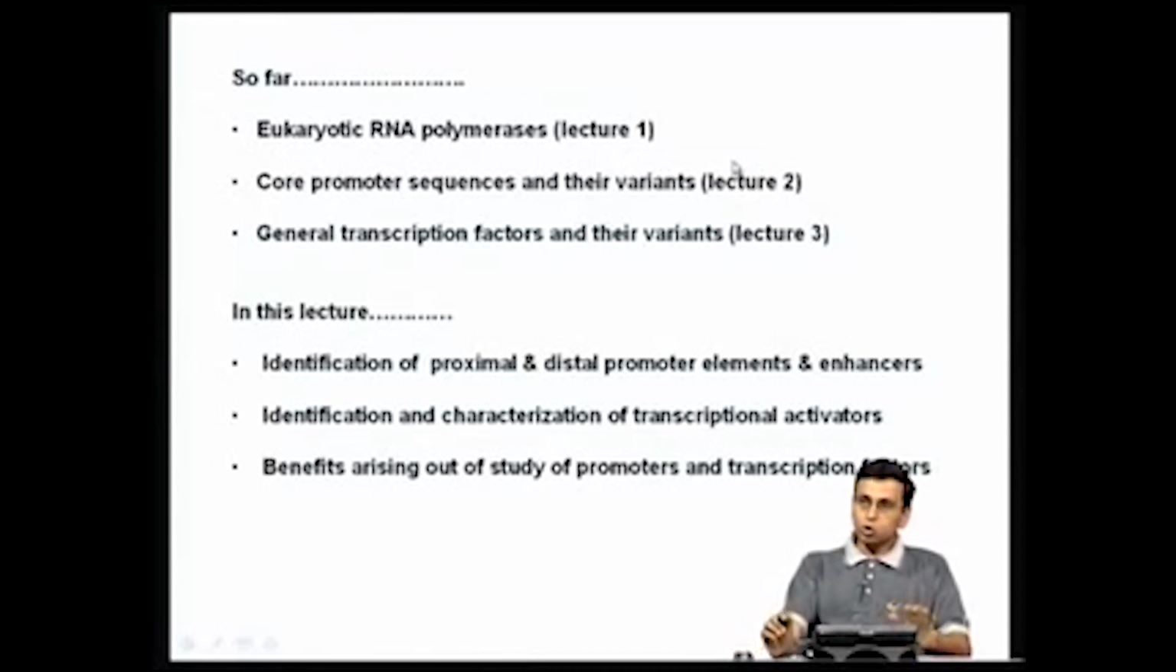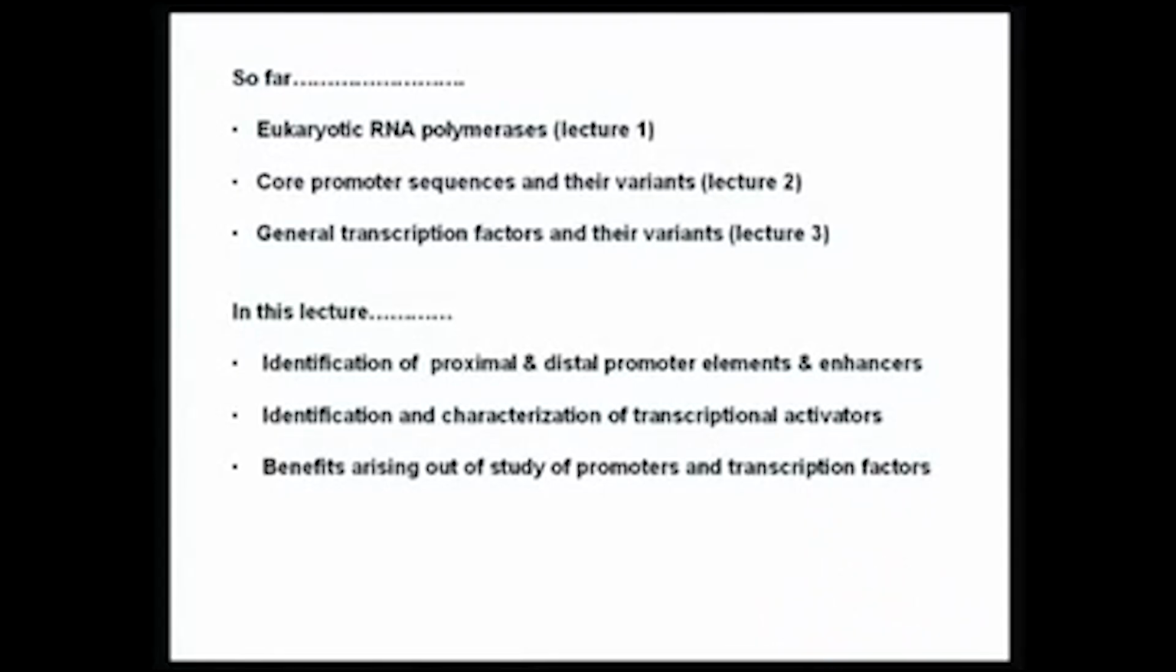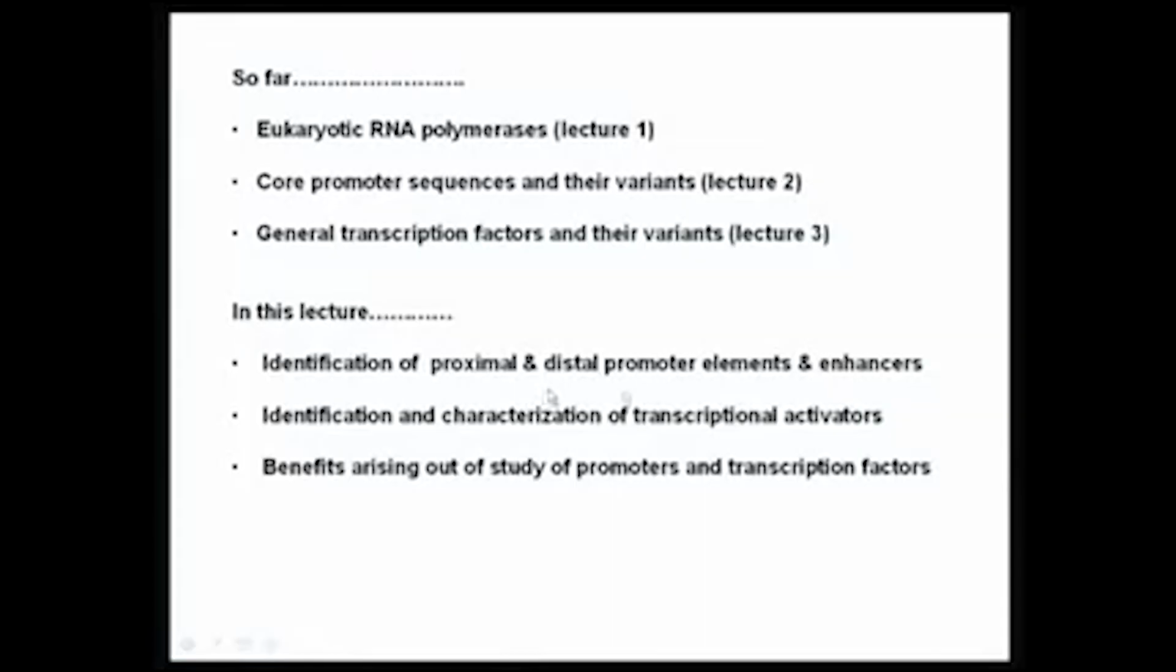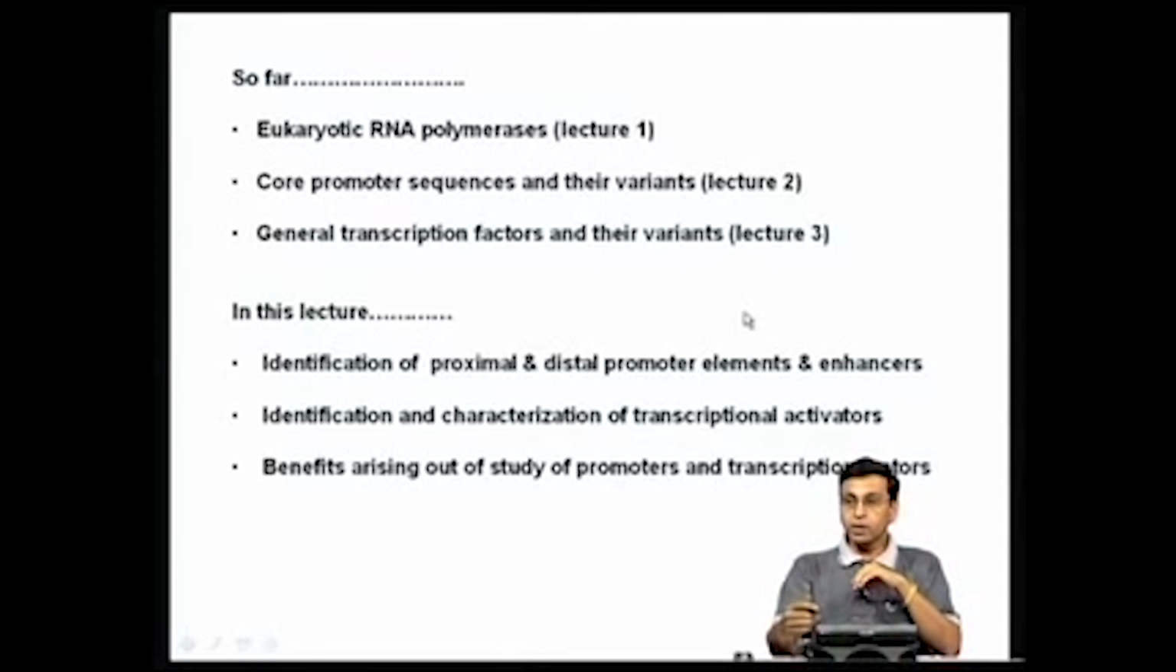Now, what we are going to do today is to move a little bit away from the core promoter and focus more on proximal and distal promoter elements. By the end of this class you will realize that the promoter actually consists of several kilobases of sequences upstream of the transcription start site, and a number of cis acting elements. You can call them proximal promoter elements or distal promoter elements or enhancers. All these things together play a very important role in the regulation of gene expression in eukaryotes.